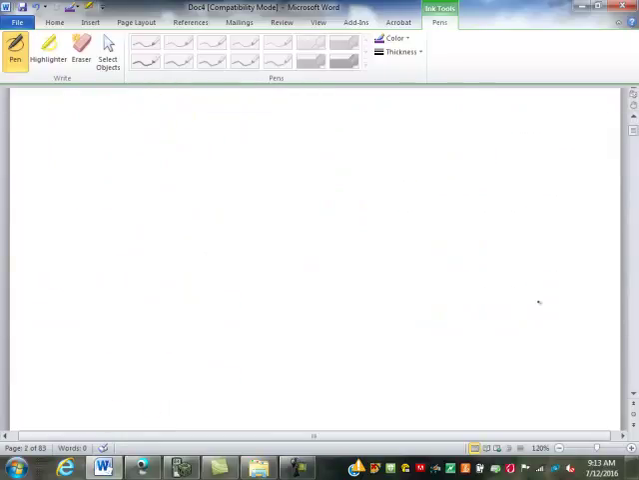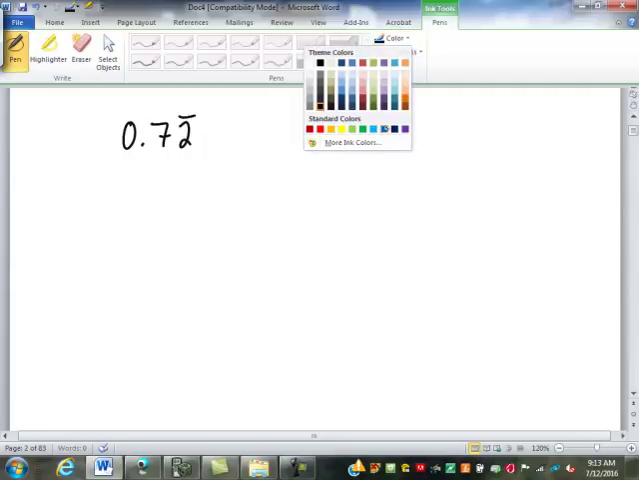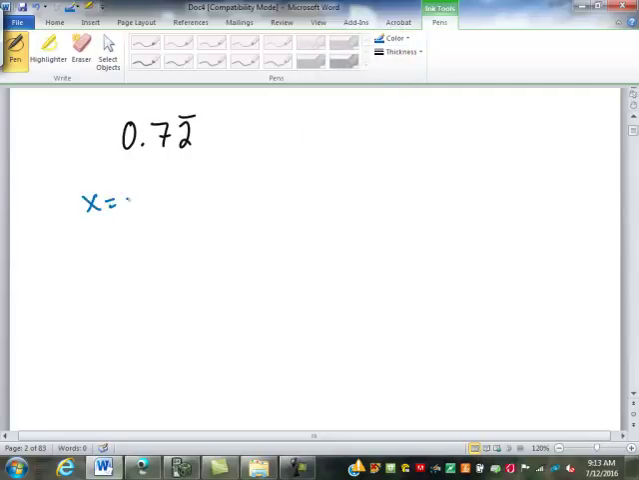Let's do another example. Now, I have no idea what fraction this is going to come out to be. Well, let's say we have 0.72 repeating, like that. So x equals 0.72, and the repeating is over the 2. Now, our first question was, are there any decimals that don't repeat? Yeah, there's a 7 here. So because there's one decimal place that doesn't repeat, I have to move that over.